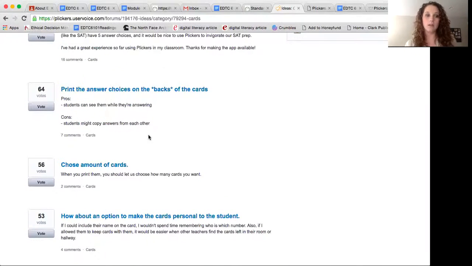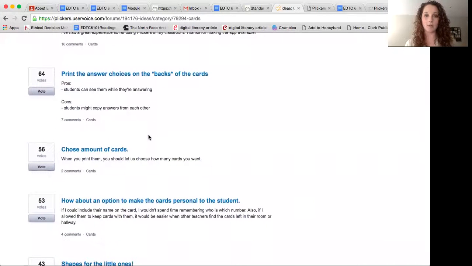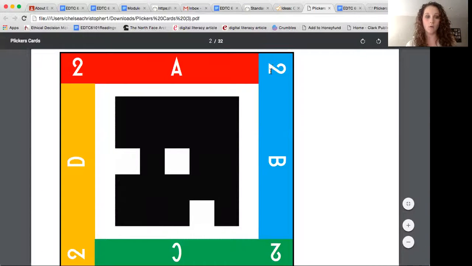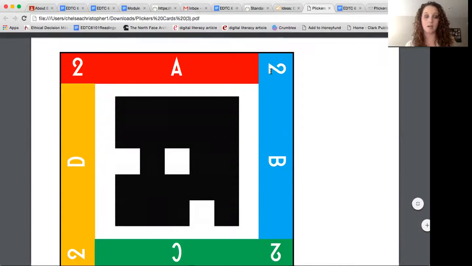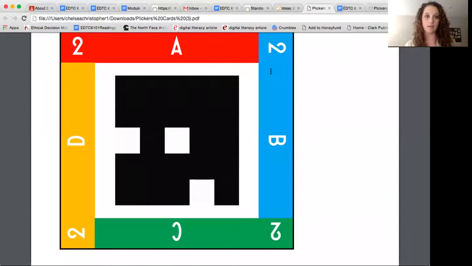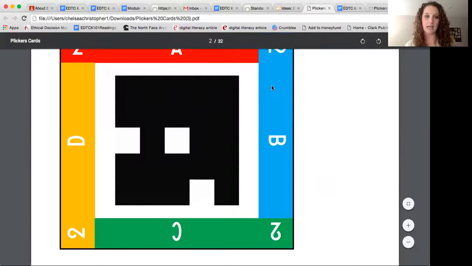So I noticed that a few people had posed the same question as me: how can I adapt this to a younger grade? So I did find a Google Doc within the forum of someone who had created Plicker cards that were color-coded. I think this would work pretty good. Each answer is a color. We could connect it to that.